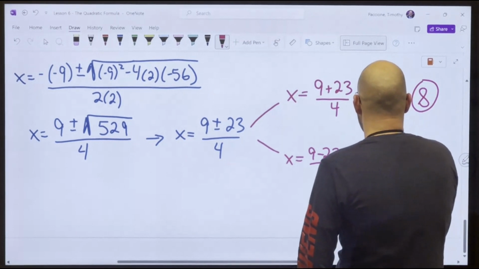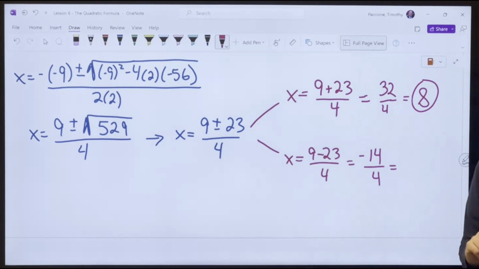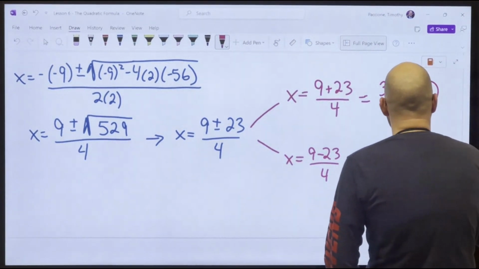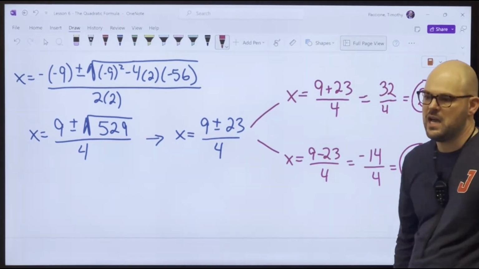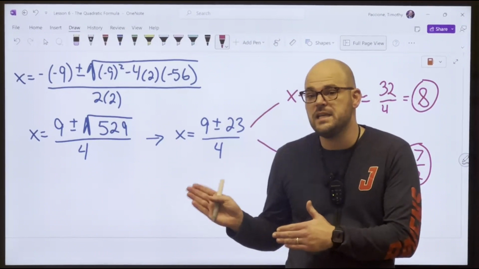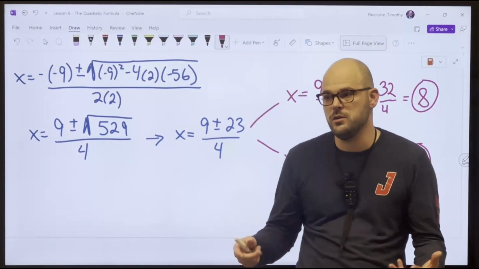And what is 9 minus 23? Negative 14 over 4. Can that be reduced? Yeah. Divide both of them by 2 and you get negative 7/2, which were the 2 answers that we got when we did this with the rainbow method. So I just wanted to prove to you that this will work for any standard form if you want to use it, right? If you'd rather use it.